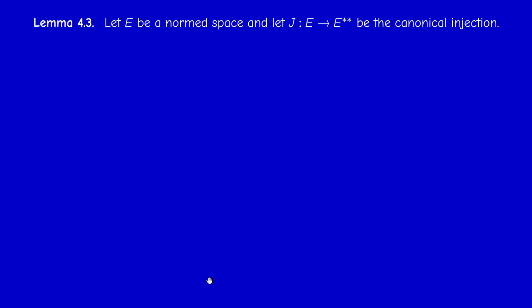Okay. So the second result before we prove our main theorem is the following one. Once again, we have the canonical injection J between E and E double star. Then when I equip E with the weak topology, and when I equip E double star with the weak star topology, then J is continuous.